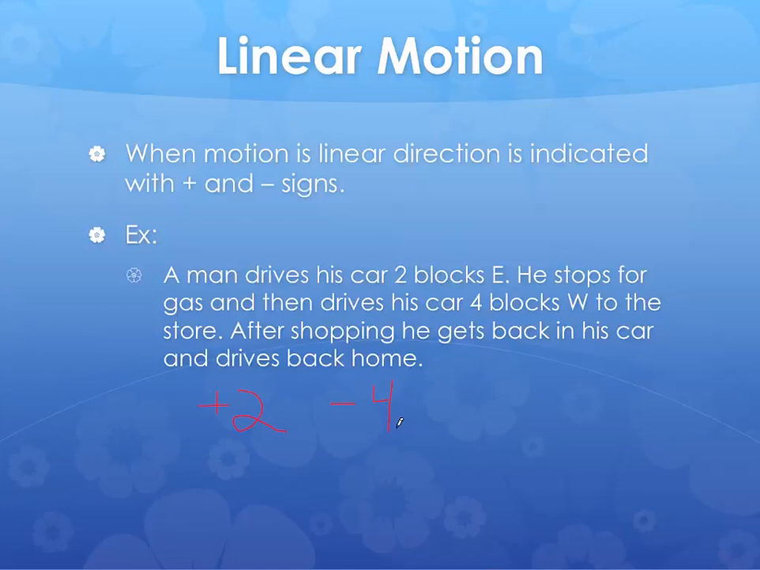And then after shopping, he gets back in his car and drives back home. Well, we know if he started out at 0 and went 2 in the positive direction and then 4 in the negative direction, he'd be at negative 2. So he'd have to do positive 2 blocks east in order to get back to where he started from.